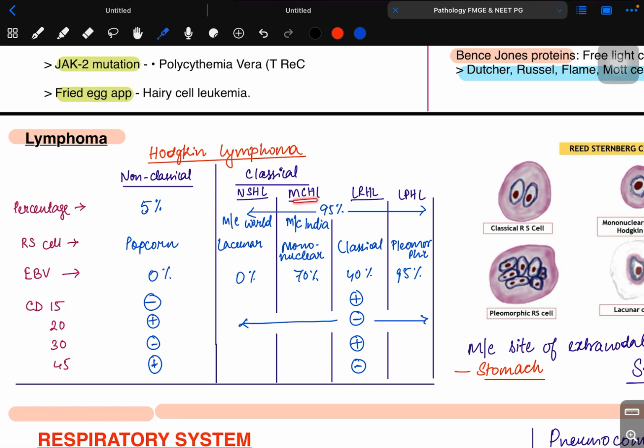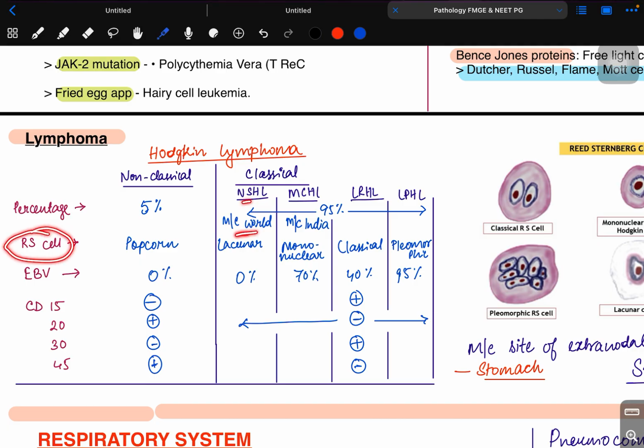So this is the mixed cellularity Hodgkin's lymphoma, this is lymphocyte rich, lymphocyte poor, and nodular sclerosing Hodgkin's lymphoma. Full forms, if you don't know: this is nodular sclerosing Hodgkin's lymphoma, this is mixed cellularity, lymphocyte rich and lymphocyte poor. Non-classical is found in 5%, and the classical variety is found in 95%. MCHL is the most common variety in India, and NSHL is the most common in the world.